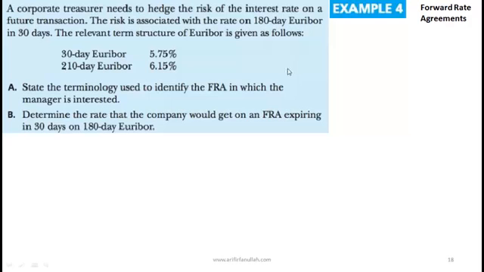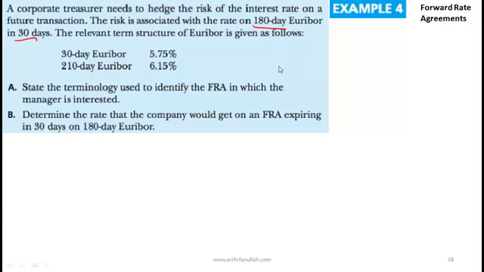Okay, so forward rate agreements. A corporate treasurer needs to hedge the risk of the interest rate on a future transaction. The risk is associated with the rate on a 180-day Euribor in 30 days. The relevant term structure of Euribor is given as follows. So you are given these rates. Now, how many people remember from level 1? So this is what's going on here.